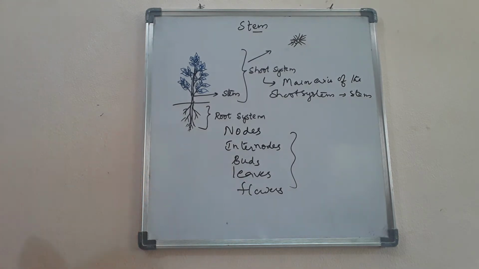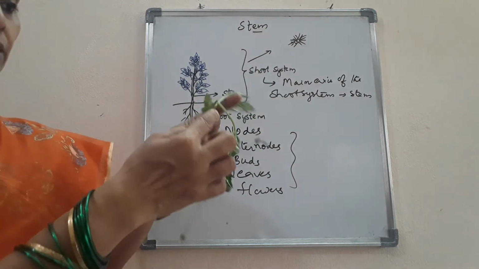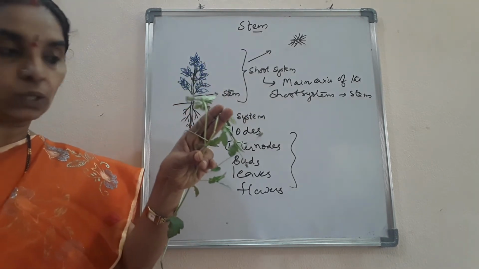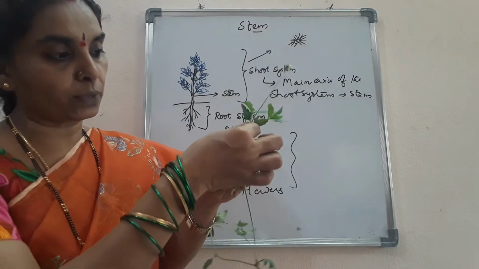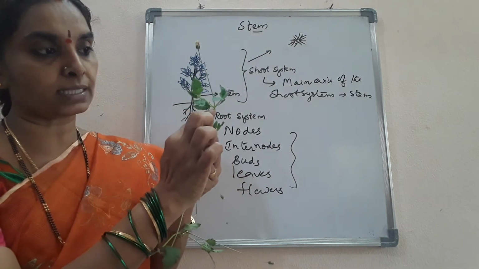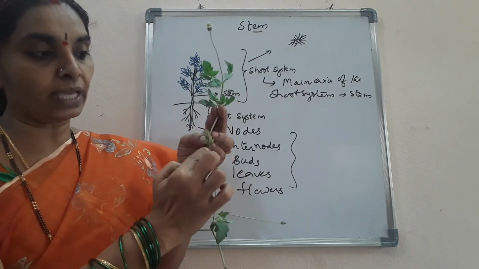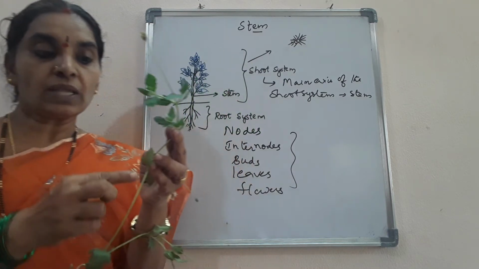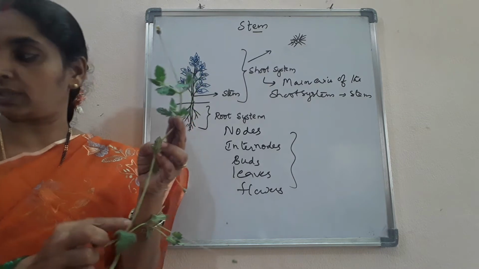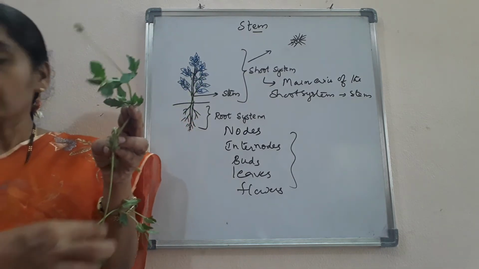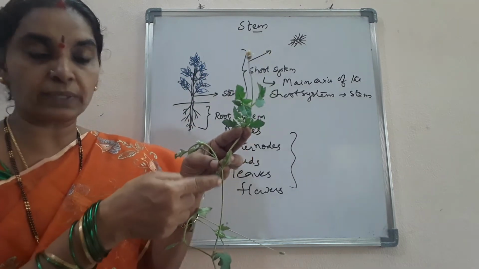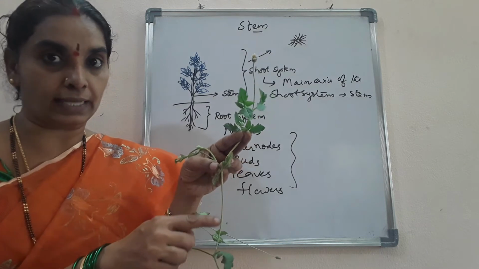So what are nodes? See, children, the part of the stem where the leaf arises is called a node. This is a node and again it forms a node. Here the leaf has arisen over the stem. So the part of the stem where the leaf arises is called a node. And what is an internode? The part of the stem between two successive nodes. This is a node and the immediate next node is this. So the part of the stem between two successive nodes is called an internode.